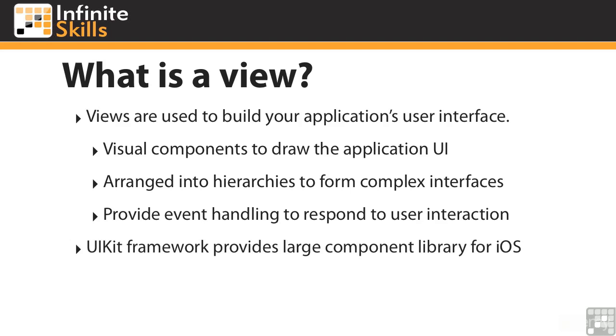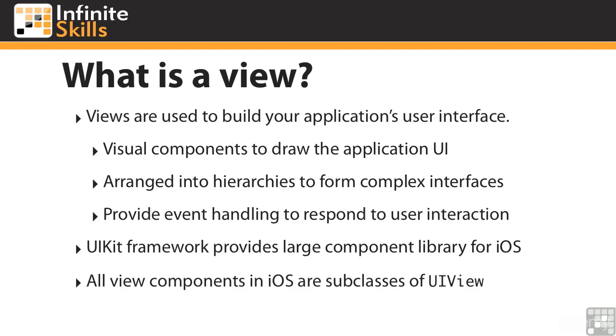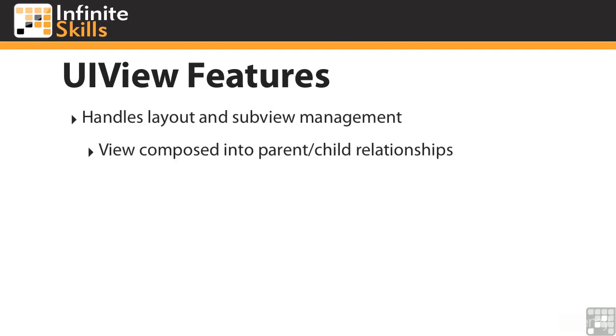The UIKit framework provided by iOS provides a very large component library, and you've become quite familiar with these as an iOS user, seeing things like buttons and switches and table views. All of these things are found in the UIKit framework. All view components in iOS are subclasses of this class called UIView. A UIView handles the layout and subview management for a user interface, and then we compose these views into various parent-child relationships to build up more complex UIs.